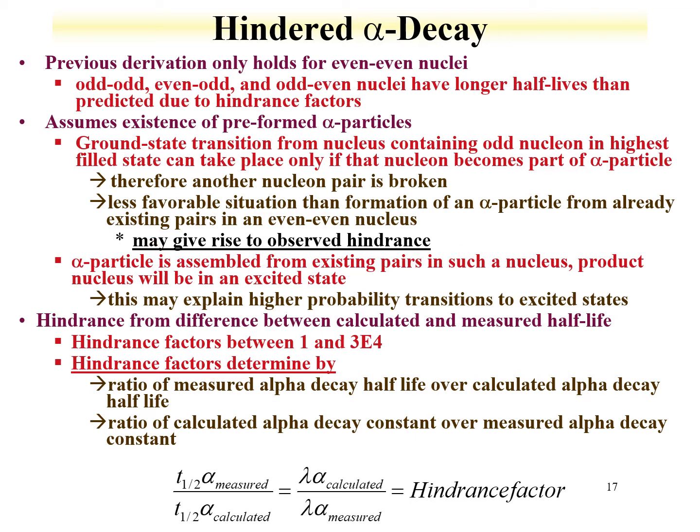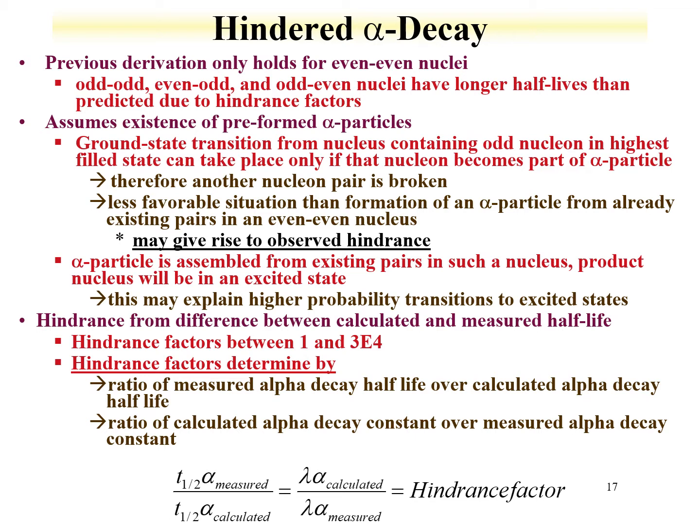And the alpha particle needs to be composed of existing pairs in such a nucleus. The product nuclei is going to be in a higher state. This can also explain why there's a high probability of transitions to excited states in the daughter nuclei. Now, the hindrance factors have been evaluated, and they're generally between 1 and 3 times 10 to the 4th.